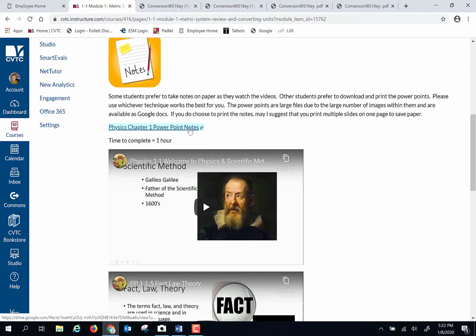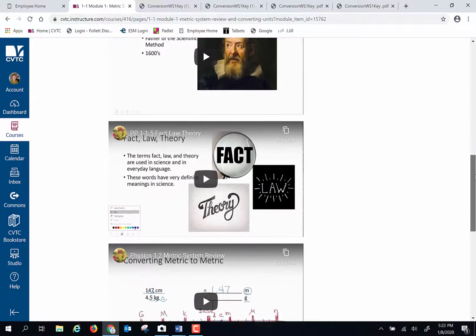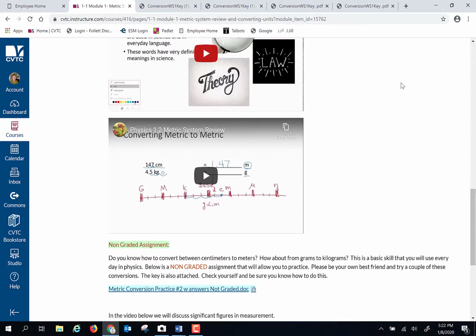Now, as we talked about, you start with Module 1, the beginning. There are those notes, the PowerPoints you can download if you choose. Otherwise, you can take notes on paper. Here are the lecture videos. So we're going to start out with a little bit of the history of physics, the difference between fact, law, and theory. Then we're going to go into some information on the metric system and how to convert between the metric system.